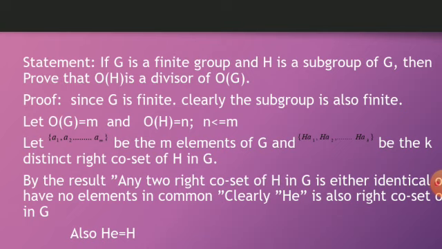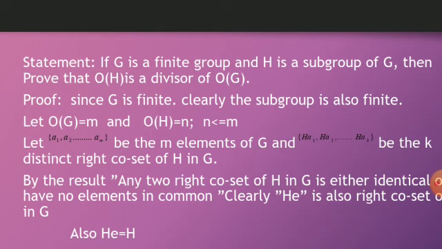Proof: since G is finite, clearly we know that the subgroup is also finite. Let the order of G be equal to M, that is, the number of elements in G is M, and the order of H is equal to N, the number of elements in H is N. Definitely N is less than or equal to M.